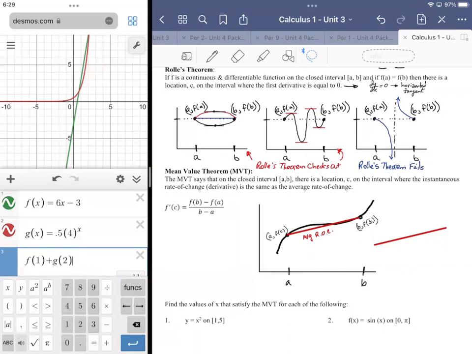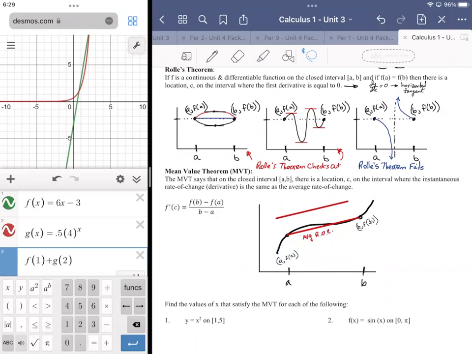So what I can do to illustrate that is take a line with the same slope and just trace it along the curve until I can show that it has, as a tangent, the same slope as the average rate of change. This is going to get overshot, so I'm just going to move it.